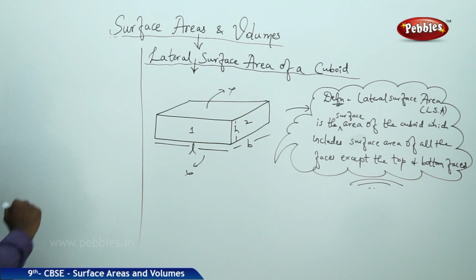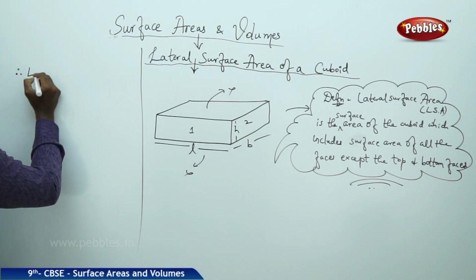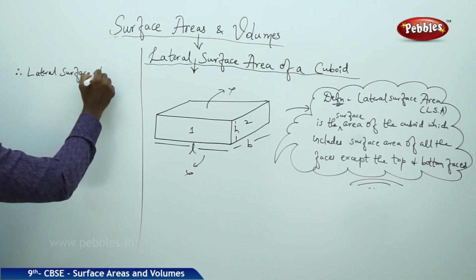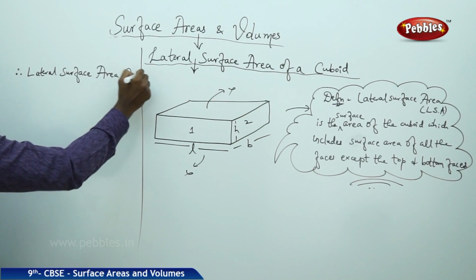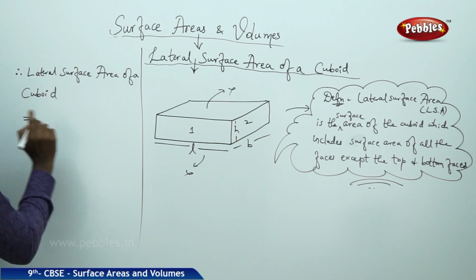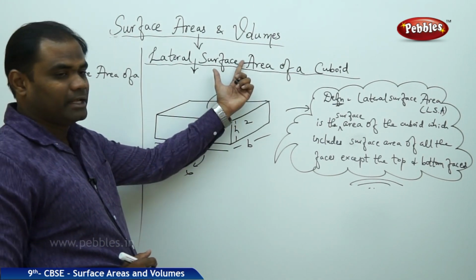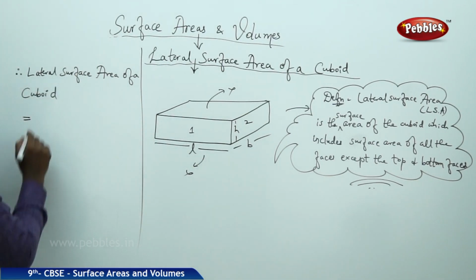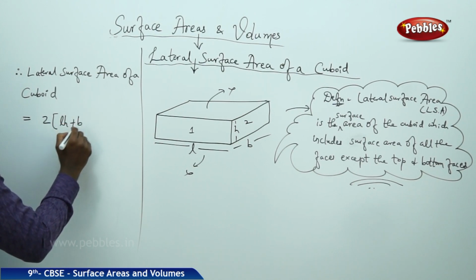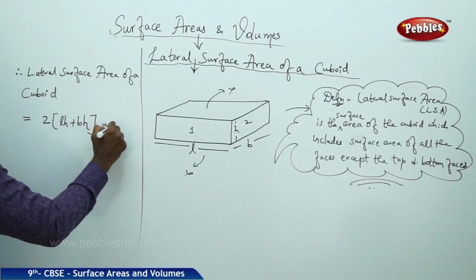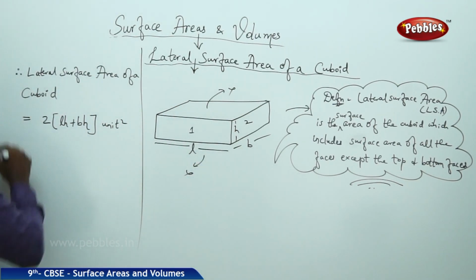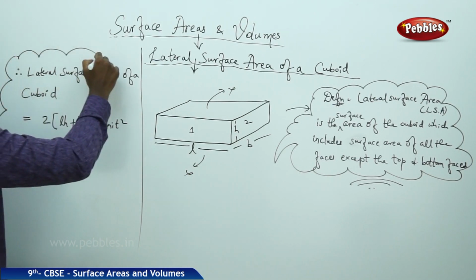Therefore, using that definition of the lateral surface area, the lateral surface area of a cuboid is given by LH and LH there and BH plus BH. Therefore, I have only 2 times LH plus BH. I do not include the top and bottom which is LB, so it has only LH plus BH.